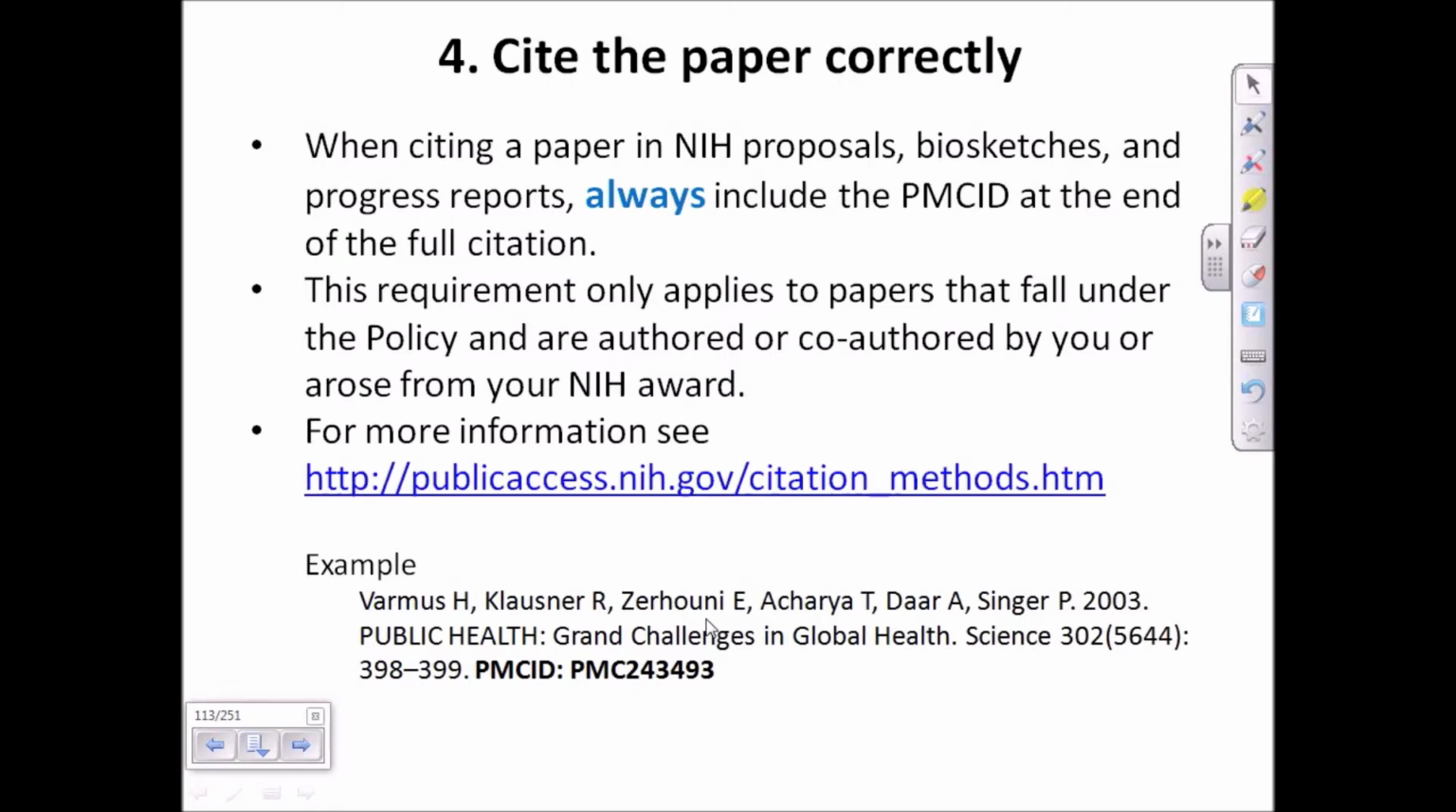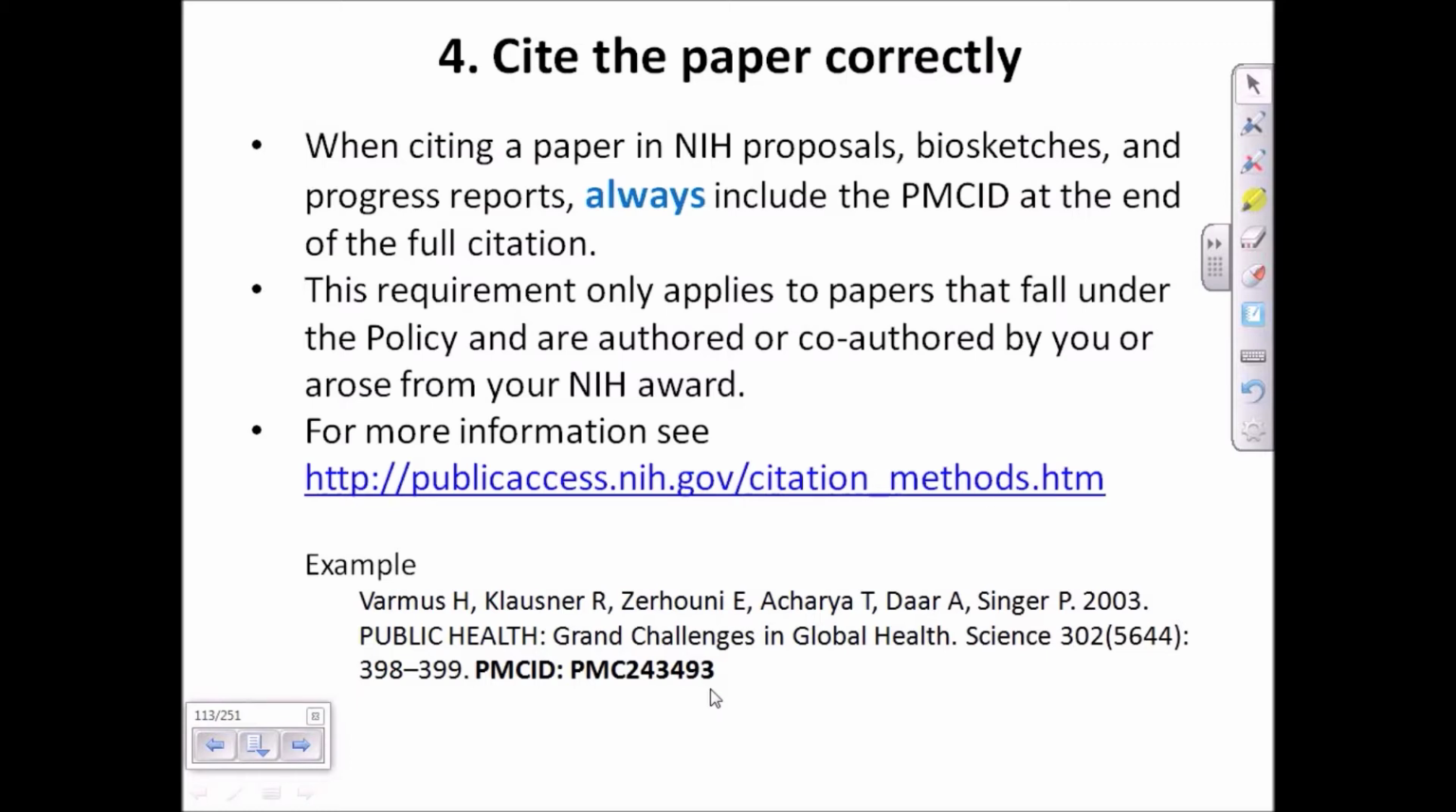To give you an example of what it looks like, you just have this example at the bottom here. You have the authors, the title of the paper, the journal, and then at the very end you write PMCID: PMC, and then the number. You have to put all of that in there. The part where it says PMC is part of the number. So PMC 243493, that's the whole PMCID number.